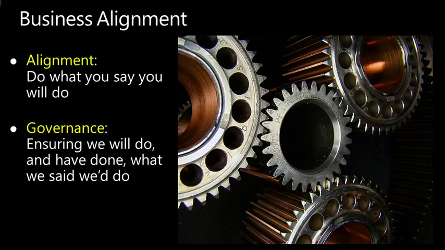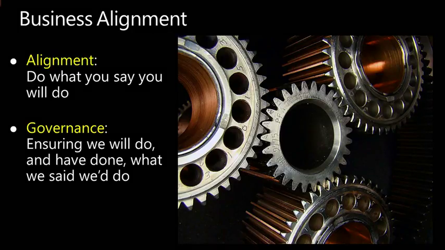Okay? Governance, which is the other half of alignment, is ensuring we'll do and have done what we said we'd do. Governance is coming back and checking. Okay, so if I say it's really important for my strategy to do these 5 things, did those 5 things get done? You can't wait to the end to ask. If you waited to the end to ask, you're going to find out that 3 got done until you have to stand in front of your CEO with egg on your face.